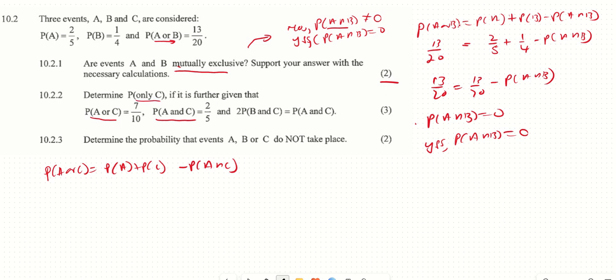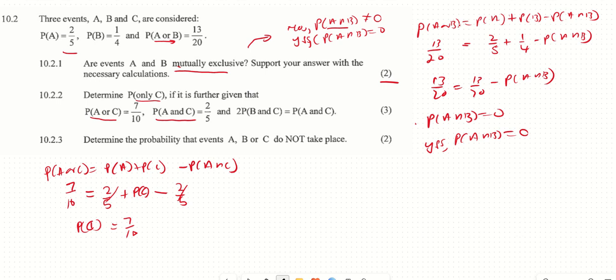What are we given in this case? Probability of A or C is given as 7 over 10, which is equal to probability of A, given as 2 over 5. It's 2 over 5 plus probability of C, which we don't know, minus probability of A and C, which is 2 over 5. So in this case, this cancels that. So probability of C is equal to 7 over 10.